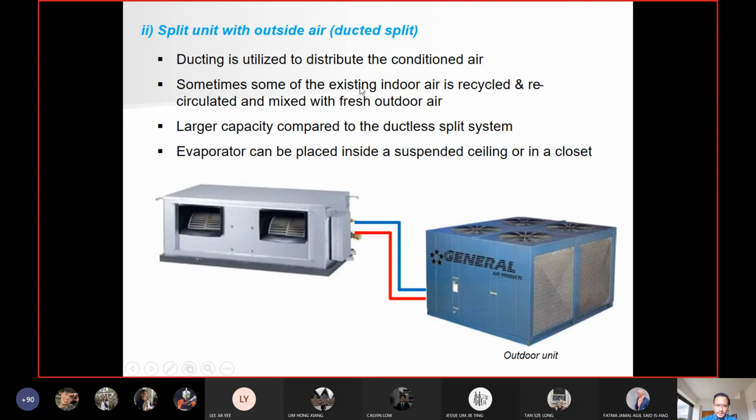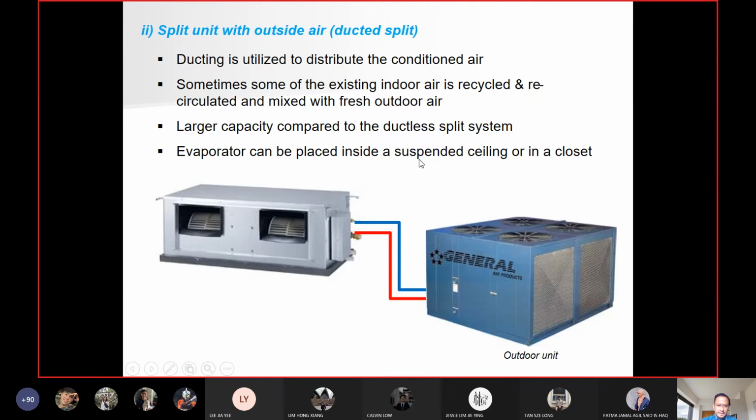So sometimes some of the existing air is recycled and recirculated and mixed with fresh outdoor air. I think later on I'm going to show you another drawing. So larger capacity compared to the ductless split system. You can see this is the condenser unit outside the space. Okay, it's huge. It's bigger than the normal outdoor unit.